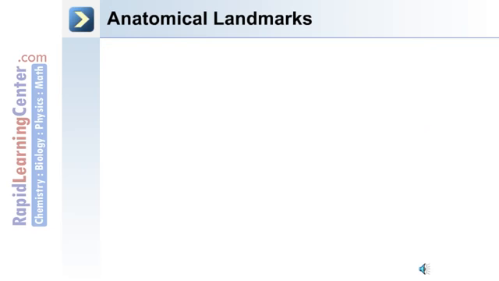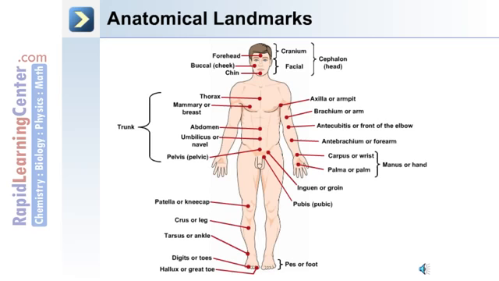Key regions of the body can be described using anatomical landmarks. Using this image, let's describe the different regions of the body, beginning with the head. The forehead, the buccal or cheek, and the chin make up the cranium and facial, which together make up the cephalon or head. The trunk of the body includes the thorax, the mammary or breast, the abdomen, the umbilicus or navel, as well as the pelvis.